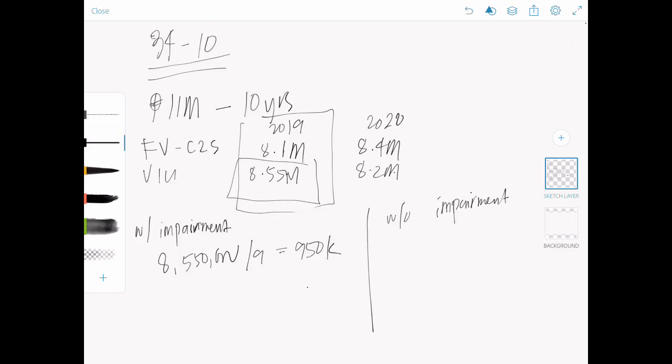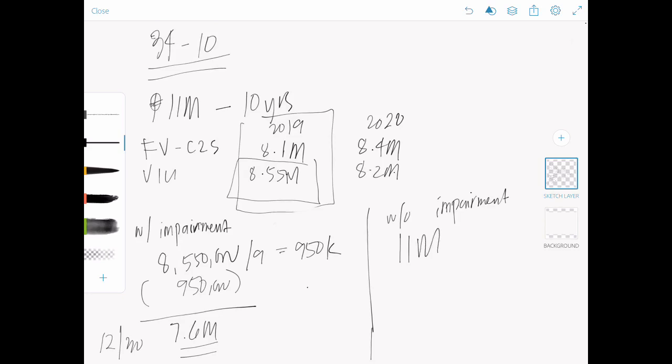So we have 950,000. We are going to deduct 950,000 from 8,550,000, so we can get the carrying amount on December 31 of 7.6 million. So that is the carrying amount if that is with impairment. However, we are still going to compute it again as if without impairment had happened. So we have here 11 million. The carrying amount is 11 million.